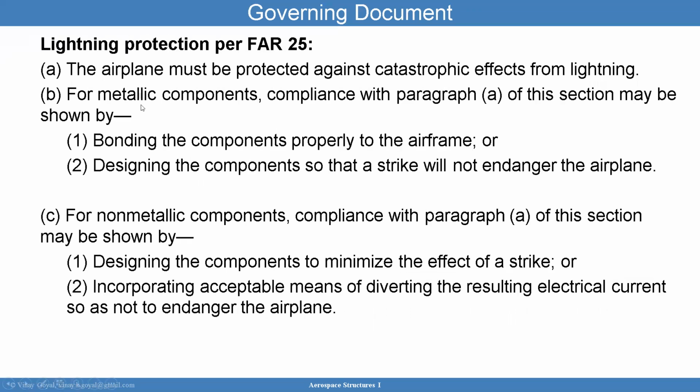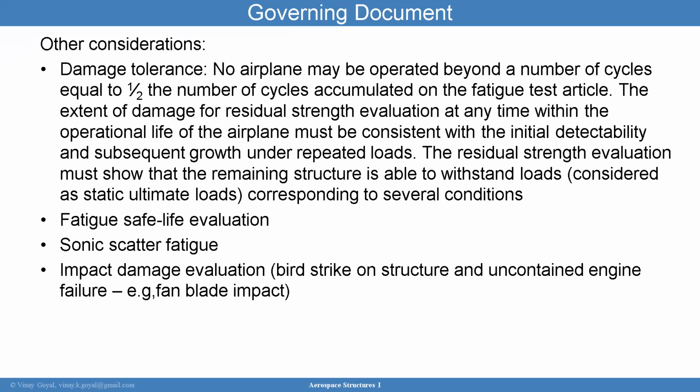The airplane must be protected against catastrophic effects from lightning. We talked about that earlier. You want to design the components so that the strike will not endanger the airplane. And for non-metallic components, you want to design the components to minimize the effects of the strike and make sure that you can divert the electrical current in a way that you're not endangering the passengers.